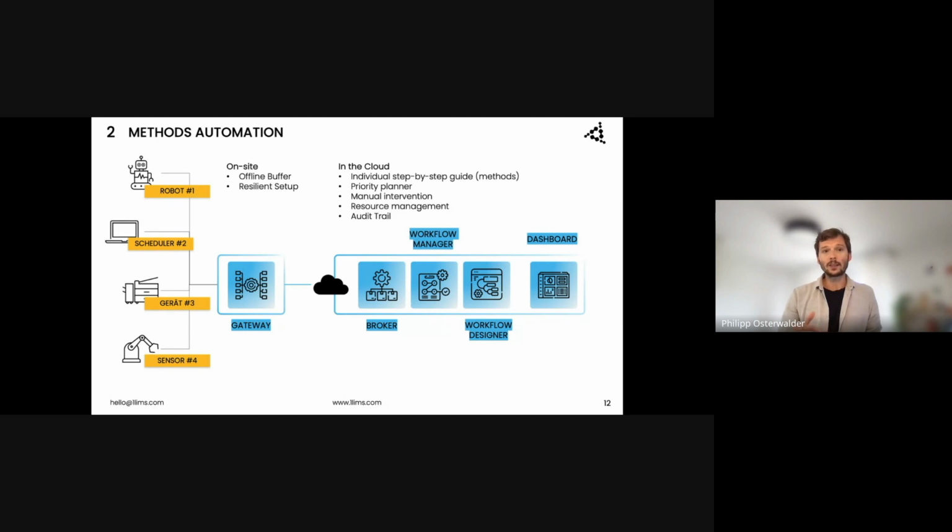What we have on site is an online buffer and offline buffer, which can hold a queue and buffers if there is no connection, which makes it a resilient setup. And in the cloud, there are individual step-by-step guides, like implemented methods, work steps, drive ways, and so on, with priorities and manual intervention if this is necessary, as well as resource planning and the compliant audit trail.